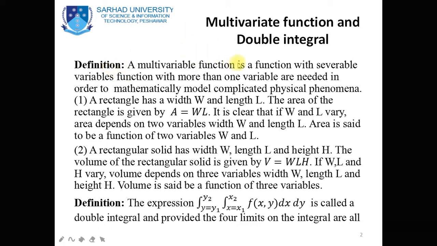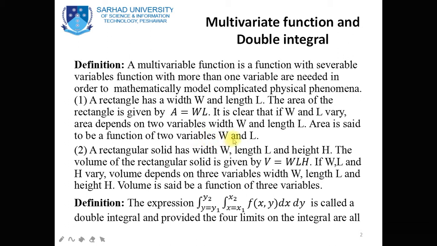A multivariable function is a function with several variables. Functions with more than one variable are needed in order to mathematically model complicated physical phenomena. Number one, a rectangle has a width W and length L. The area of the rectangle is given by A equals W multiplied by L. It is clear that if W and L vary, area depends on two variables, width W and length L.